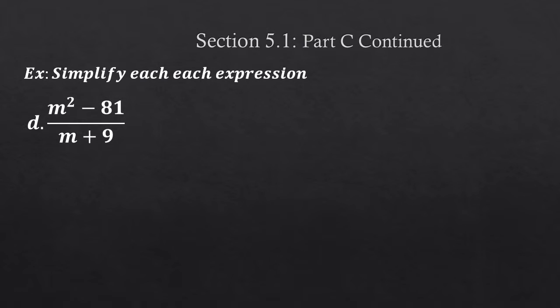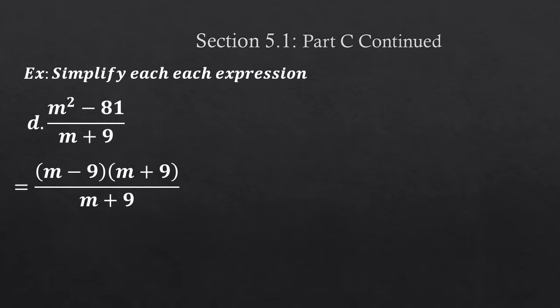Example D, m to the second minus 81 divided by m plus 9. You should notice that the numerator is what's known as the difference of squares. So that factors very easily to be m minus 9 and m plus 9 all over m plus 9. If you notice, the m plus 9's cancel out, leaving you with a result of m minus 9.